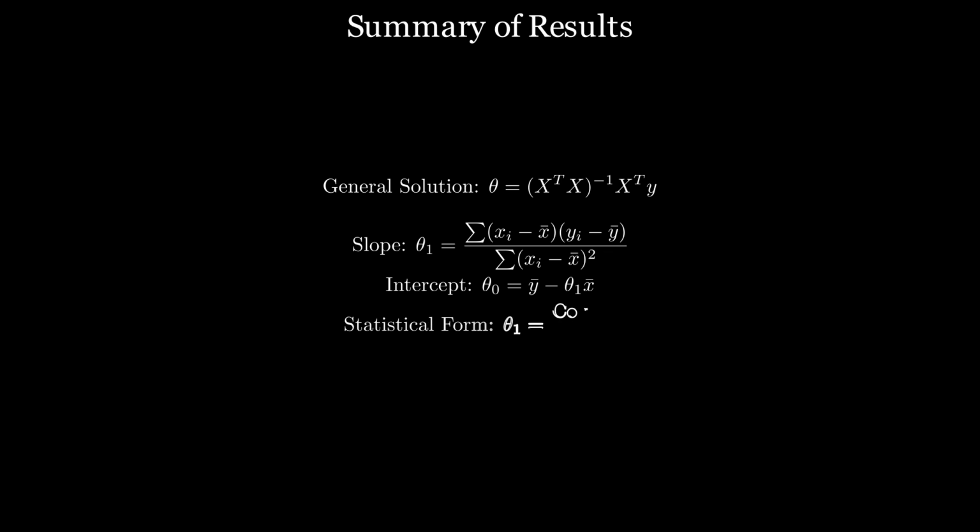We also discovered the statistical interpretation. The slope is the ratio of covariance to variance, and the line passes through the center of mass of the data. This demonstrates the power and consistency of using matrix algebra to solve problems in machine learning. It provides a solid foundation for understanding more complex models like multiple regression, polynomial regression, and even neural networks.